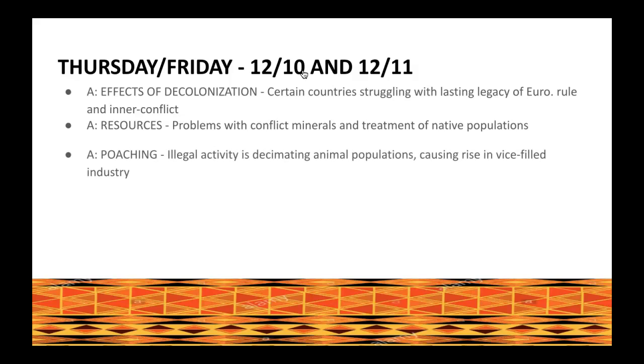Poaching is another serious issue we're going to talk about in today's lesson. If you don't know what that is, it's essentially the illegal activity of killing animals for goods. For example, the ivory tusks from rhinoceros and other animals, and elephants specifically. That's decimating whole animal populations in Africa, and this causes a rise in vice-filled industries and activities.